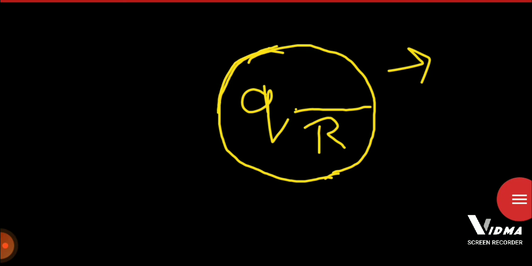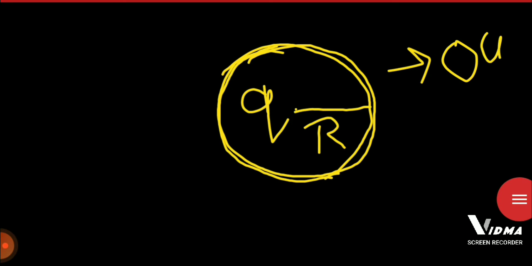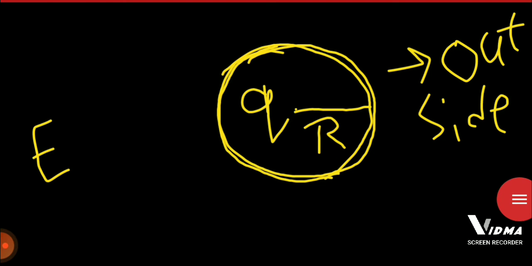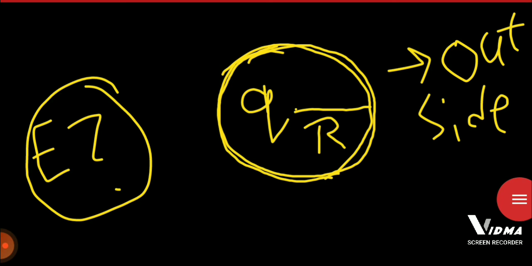Now what is our aim and what is the question? It is a uniformly charged solid sphere which has radius R and the enclosed charge is plus q. So our question is, outside the solid sphere, what will be the electric field? Outside the radius R solid sphere, what will be the electric field?